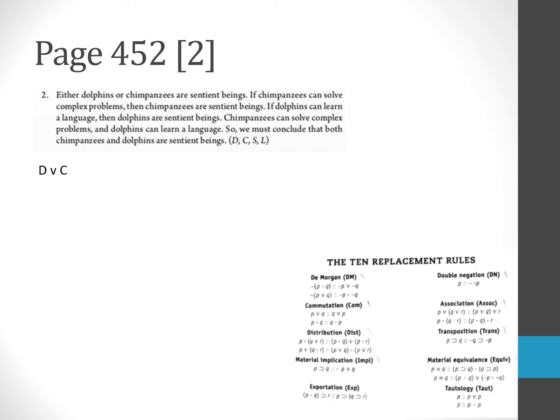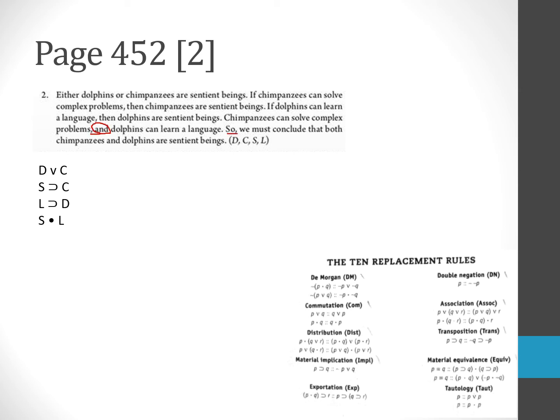Yep. So if chimpanzees can solve complex problems, then chimpanzees are sentient beings. So that's probably going to be if S, then C. Yep. If dolphins can learn a language, then dolphins are sentient beings. So that's going to be if L, then D. Alright, chimpanzees can solve complex problems, and dolphins can learn a language. So that's going to be a disjunction, either S or L. Oh, sorry, S and L. I missed that.